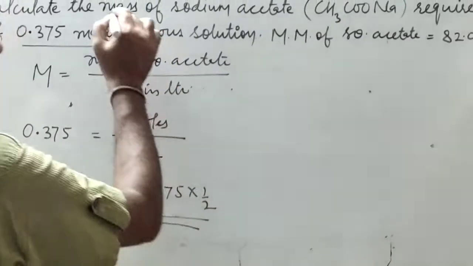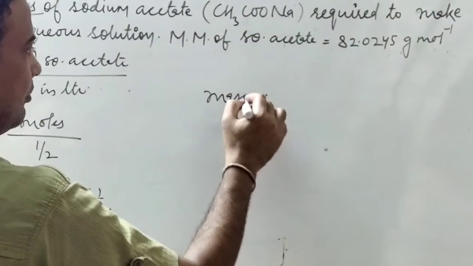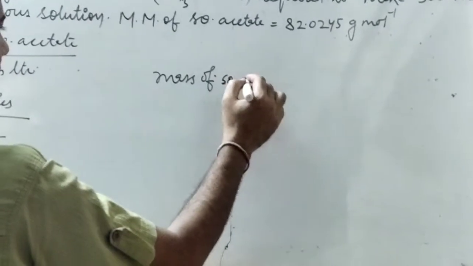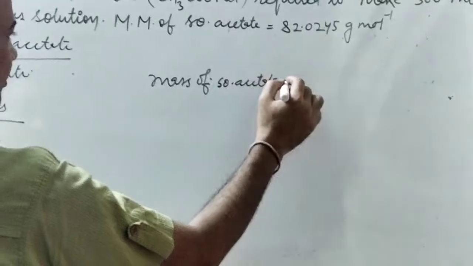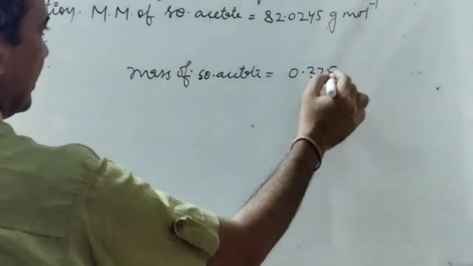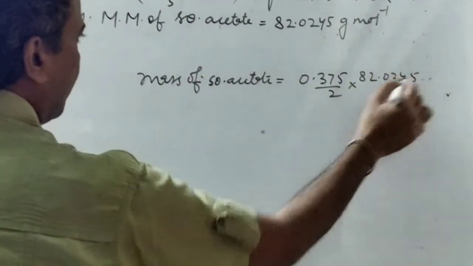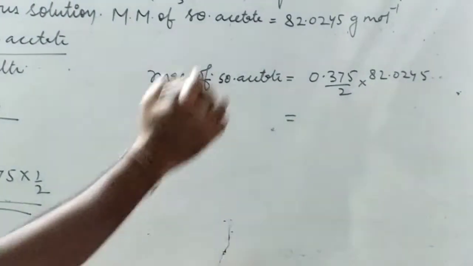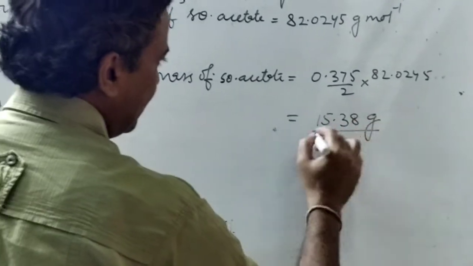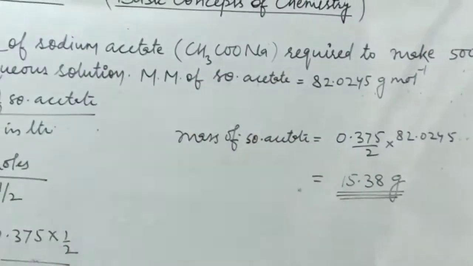But you have to find out mass, and moles can be converted into mass by multiplying with molar mass. So mass of sodium acetate is moles, 0.375 divided by 2 into molar mass, that is given 82.0245. Solving this, the answer comes out to be 15.38 gram. So this is your answer. 15.38 gram sodium acetate will be required.